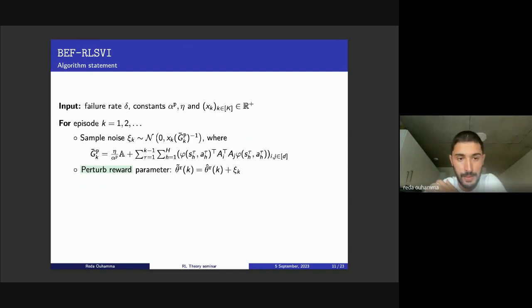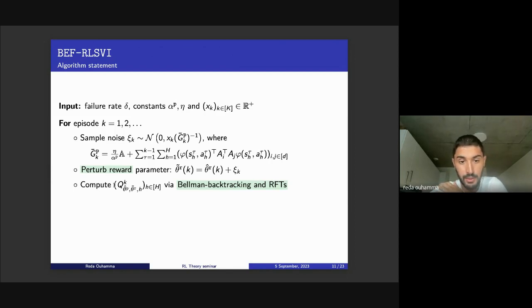So the algorithm proceeds in the following manner. For every episode, the agent starts by sampling a noise, which is a centered Gaussian noise with variance proportional to this constant times this matrix, which is basically a design matrix in this case. In linear regression, this would be just the sum of x transpose x. In this case, up to some constants, it's the design matrix for this specific family. Given this noise, we can perturb the reward parameter for this family in the following manner. Theta hat is the maximum likelihood estimate, and this is a perturbed version of it. The algorithm is based on randomized least squares value iteration. If you are familiar with that algorithm, you know that it also has this perturbation of the reward.